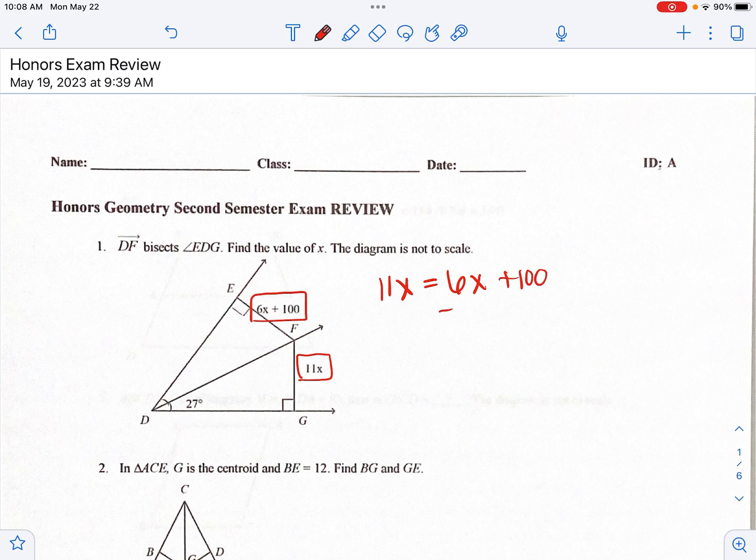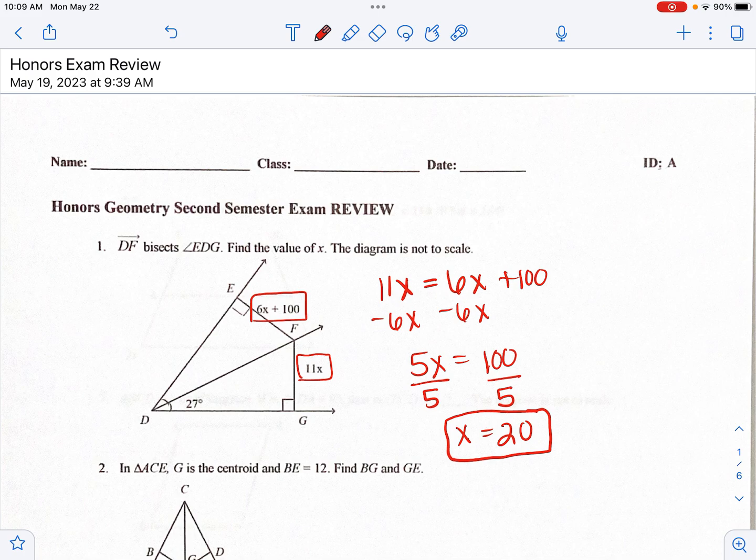We will need to subtract 6x from both sides. That's going to give us 5x equals 100. And then divide both sides by 5, or x equals 20.